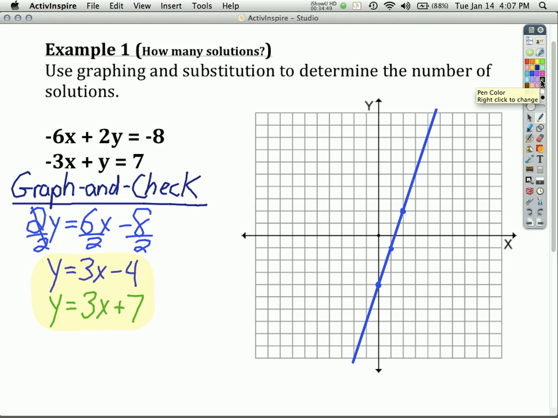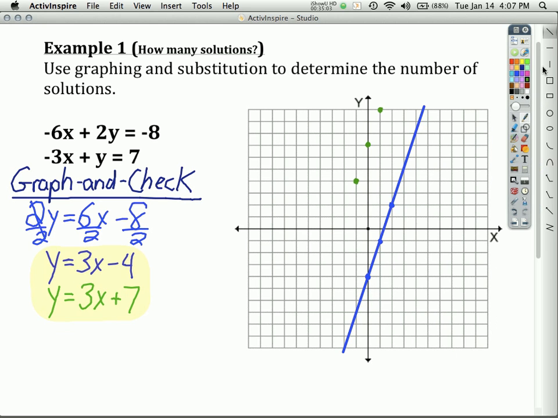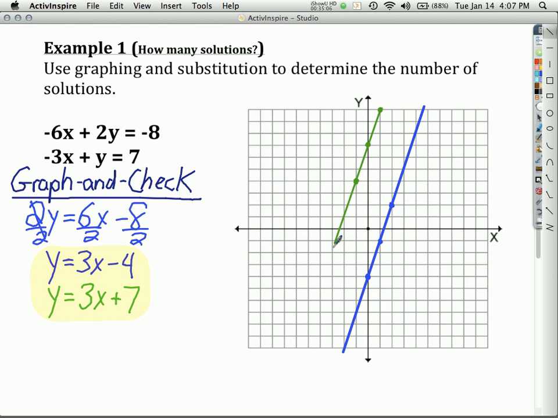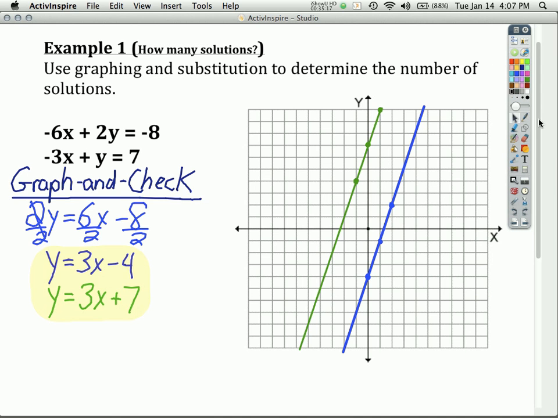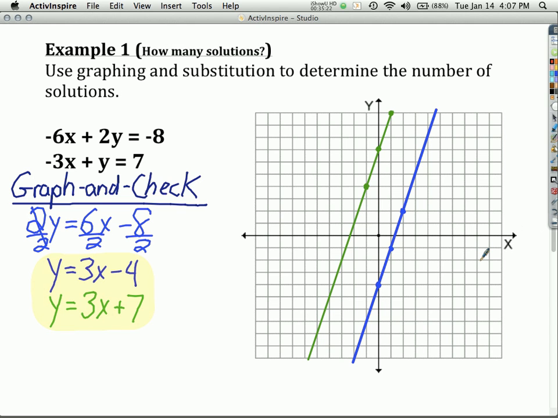And then the green one, up to 7, 1, 2, 3, 4, 5, 6, 7. Up 3 over 1. I can't go any further up, so I'll go down. Down 3 to the left 1, and that will be fine. So you should have a graph that looks like mine.